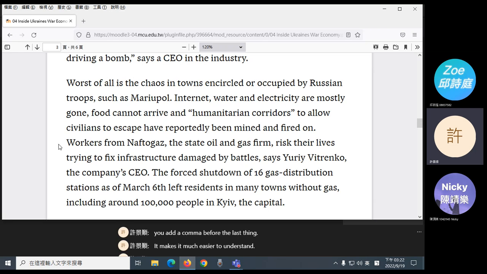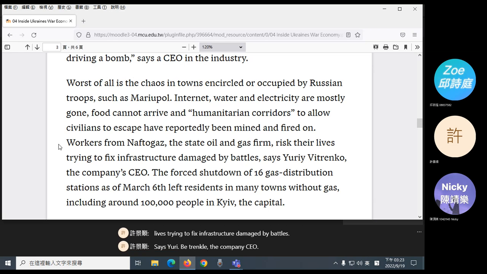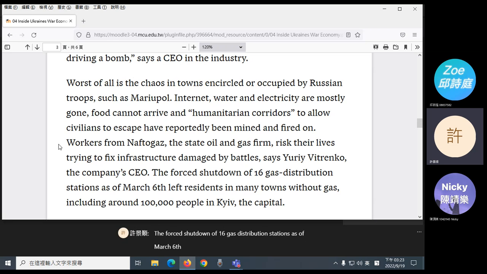Workers from Naftogaz, the state oil and gas firm, risk their lives trying to fix infrastructure damaged by battles, says Yuri Vitrenko, the company's CEO. The forced shutdown of 16 gas distribution stations as of March 6th left residents in many towns without gas, including around 100,000 people in Kyiv, the capital.